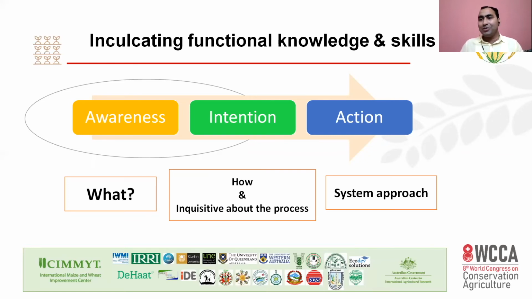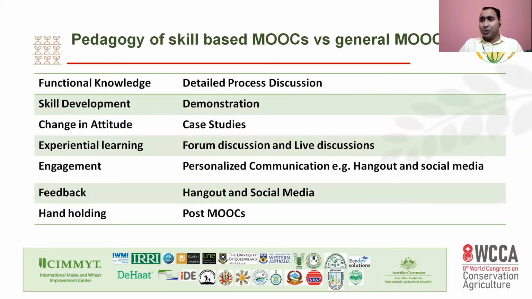But yes, for converting into action, we have to go for capacity building about the overall ecosystem. Another question is, do we need a different set of pedagogy or a general pedagogy? No, we need a different kind of pedagogy, because we are going to target a different set of learners. We are going to talk about functional knowledge, skill development, and experiential learning. So we need a different set of pedagogy, and some innovation in how we can engage such learners.